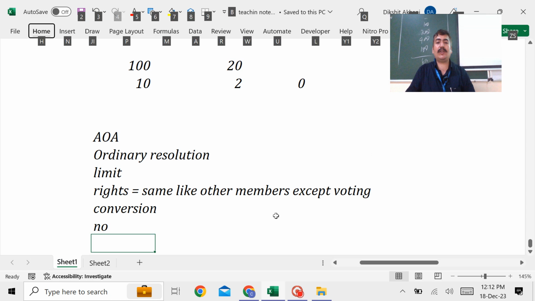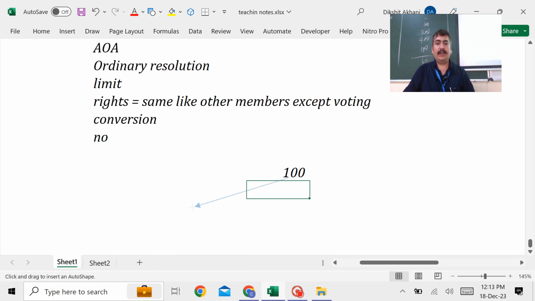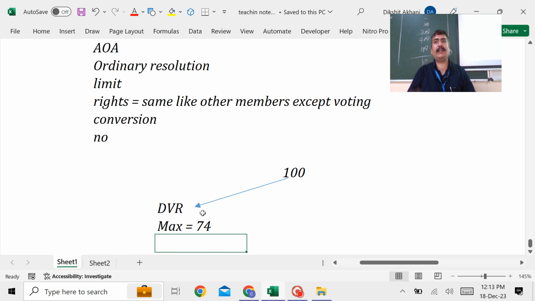So let me tell you, out of 100% total votes, the law is trying to say that voting through differential voting rights maximum shall be how much? 74%. It cannot exceed beyond that. Whose will the remaining 26 be? Normal. Am I clear? It is still a lot of favor even. Out of total voting rights, maximum you can go for the 74%, not beyond that.